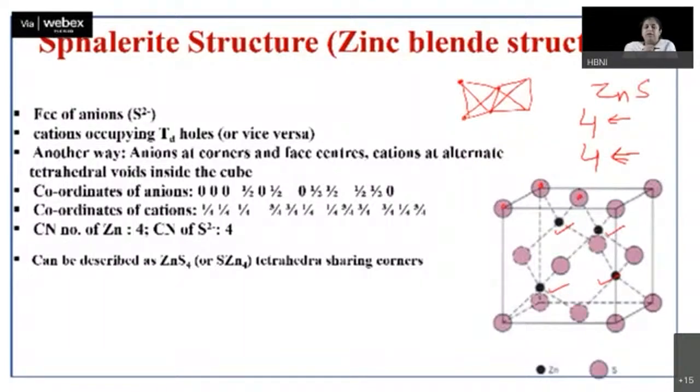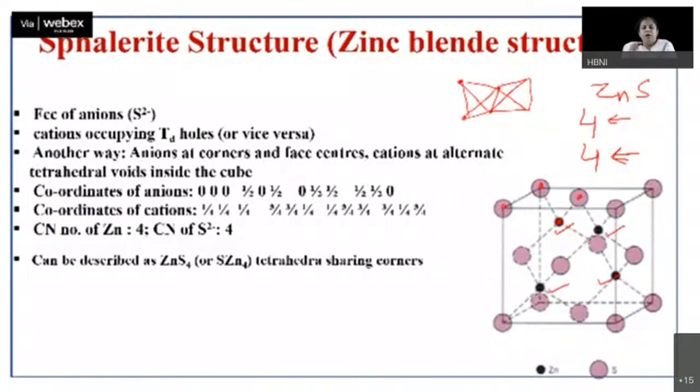Now counting the coordination number of zinc is very clear. It is lying in a tetrahedral void, so its coordination number is 4. Talking about the coordination number of sulfur, it is also very easy to imagine. Each sulfur is ultimately coordinated by 4 zinc. So the coordination numbers of zinc and sulfur are 4 and 4.